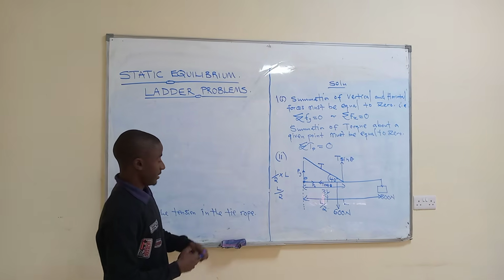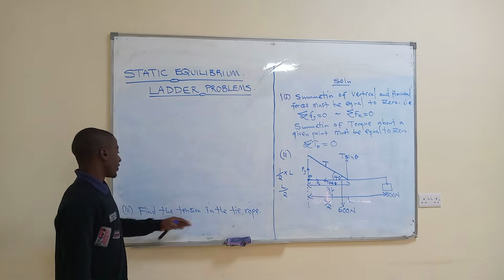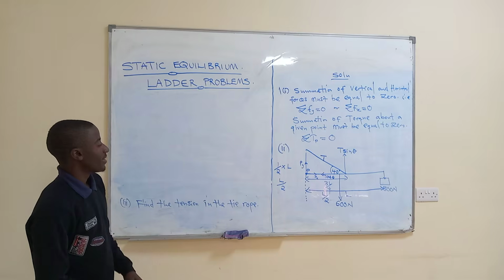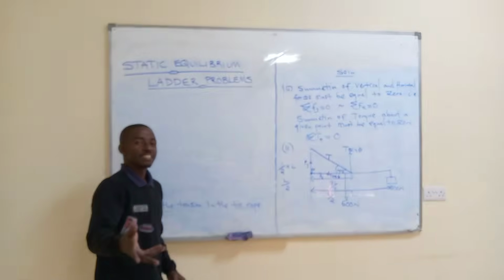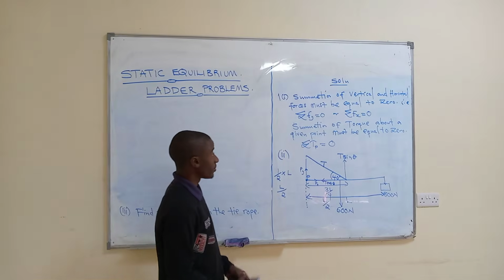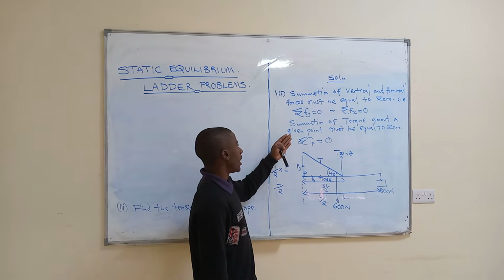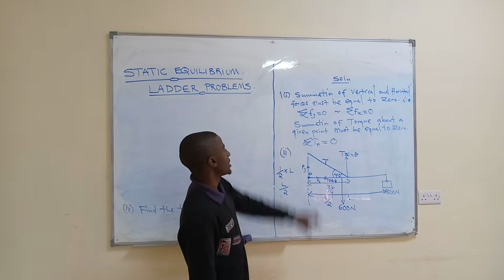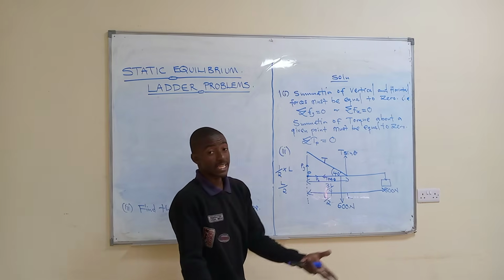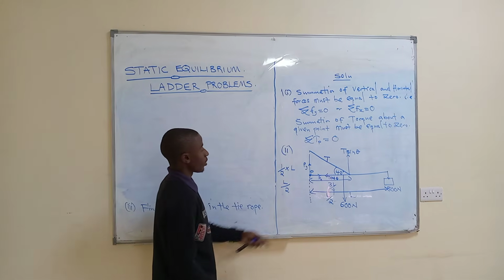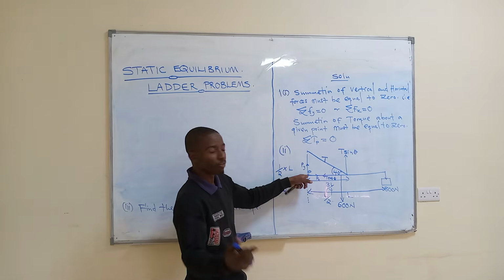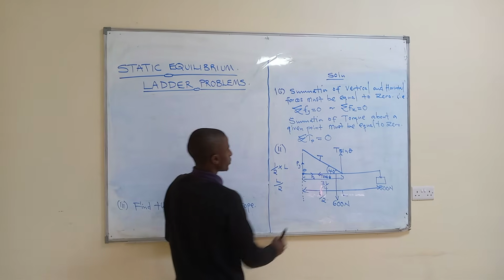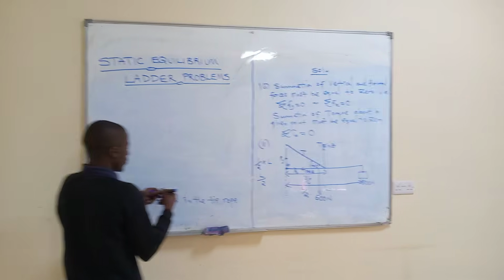So from there, you have been asked to calculate what? Tension. Where you can find tension is from the summation of torque about a certain point. In this case, I'm going to take P as my pivot. So I'm going to start with this force.